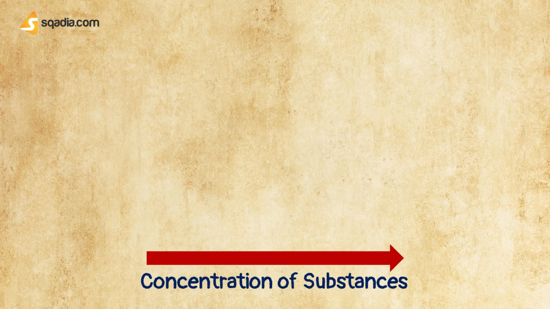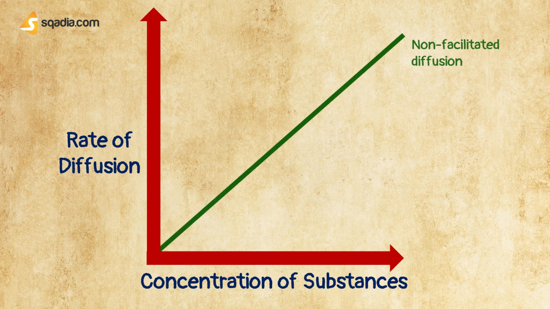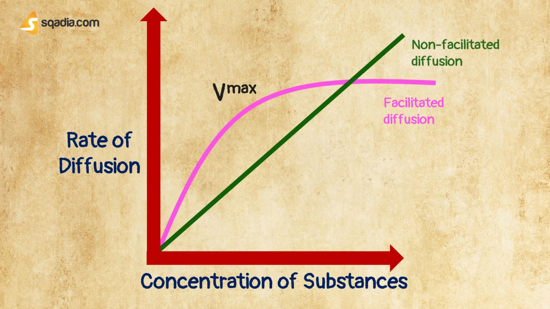Draw a graph and keep the concentration of substances at the x-axis and the rate of diffusion on the y-axis. If we talk about non-facilitated diffusion, when the concentration of substances increases, the rate of diffusion also increases. This means the graph will go straight for simple or non-facilitated diffusion. Next comes facilitated diffusion. If we increase the concentration of substances, the rate of diffusion can increase up to a certain point and then it goes to a fixed constant.